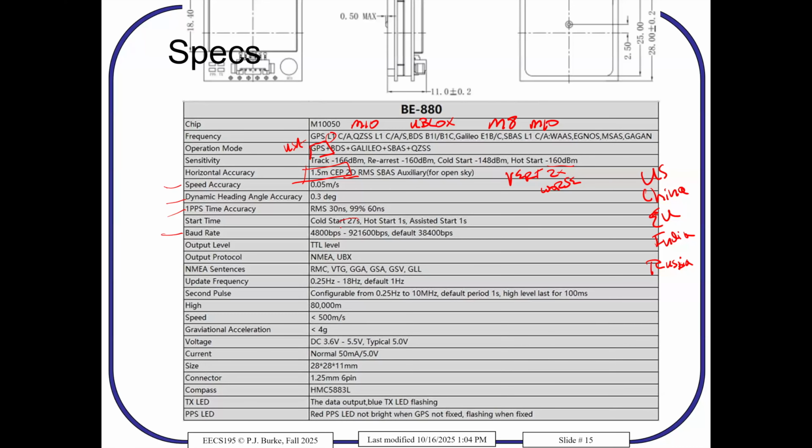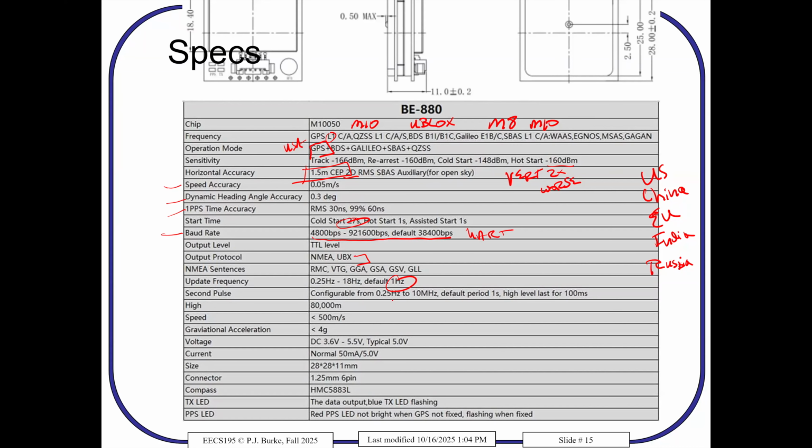It takes 27 seconds from a cold start to get locked. So it has to do some signal averaging and find where the satellites are. The baud rate is the communication rate in bits per second over the UART. And of course, it's UART, TTL. The protocol is NMEA or U-Blocks. We'll talk about that in the next slide. And then the update frequency can be changed.